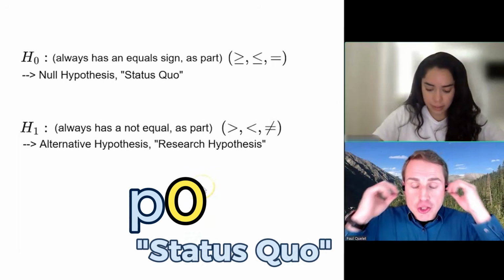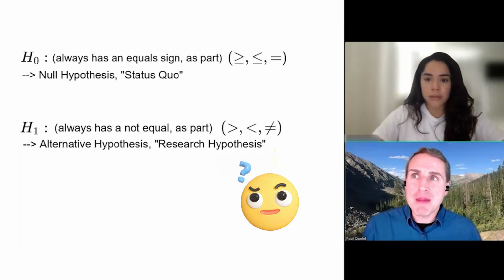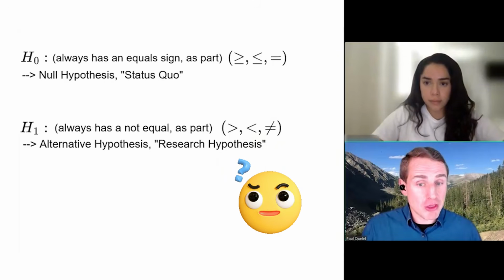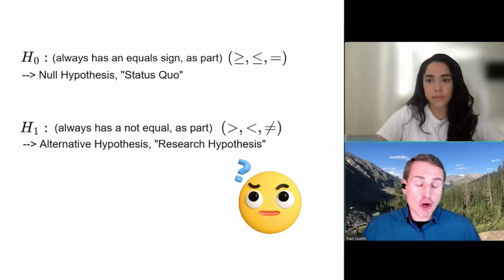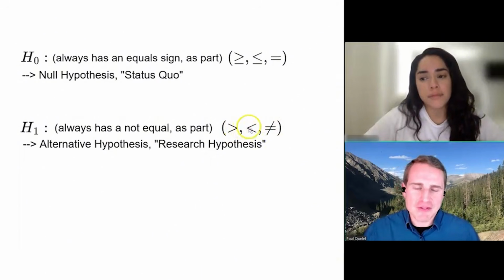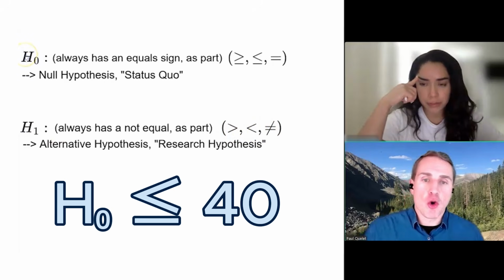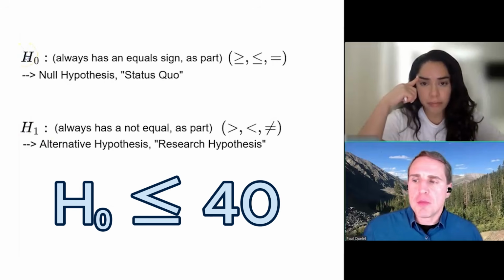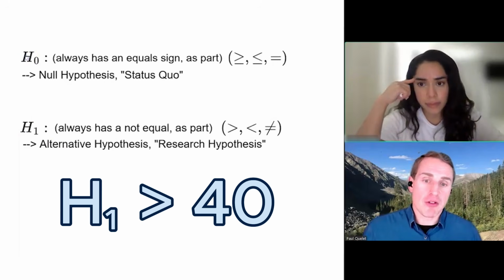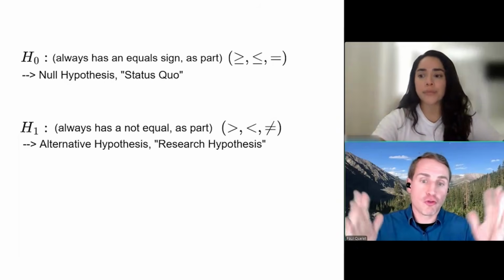Whereas the alternative hypothesis, the research hypothesis, supposes that maybe the situation is different than we originally thought. Maybe things are larger or smaller or just not equal to what we originally thought. That would be a right-tailed, left-tailed, or two-tailed test. A good example would be if H0 is less than or equal to 40, but then H1 is greater than 40, because we want to cover all possible values of what the true mean is.